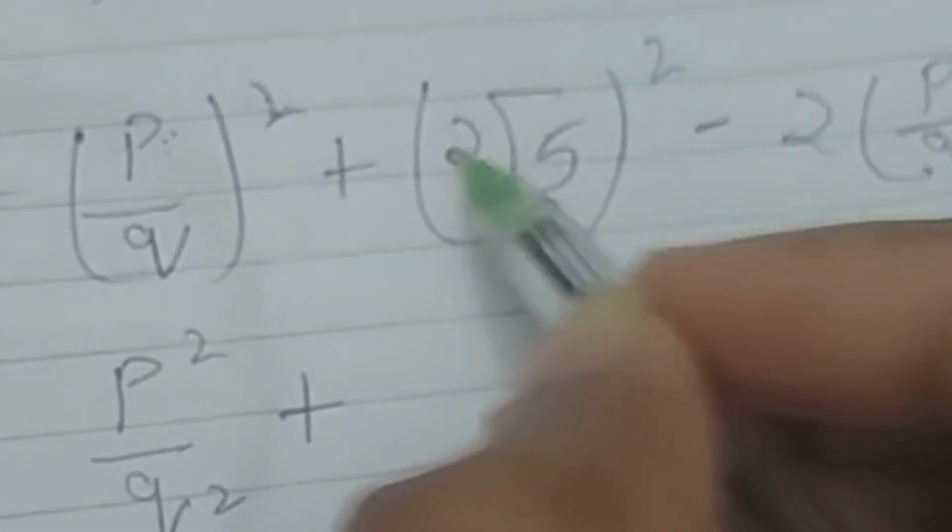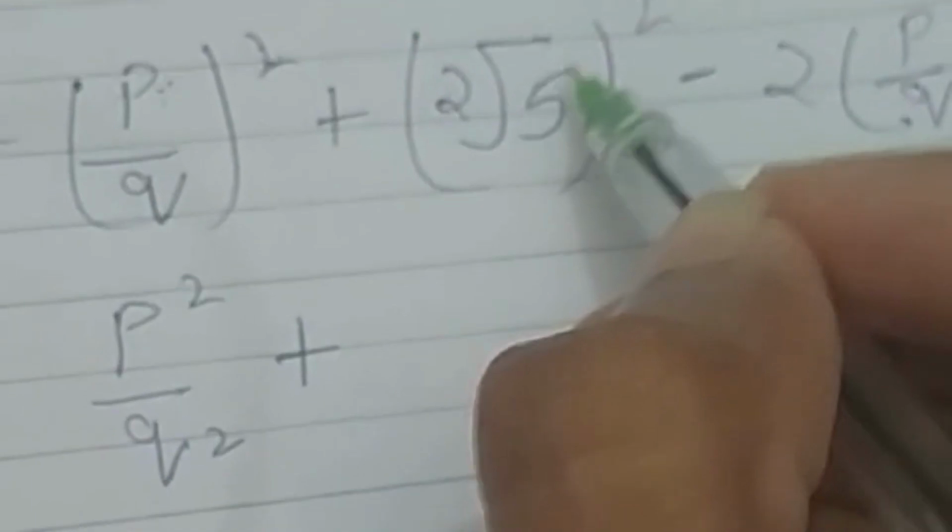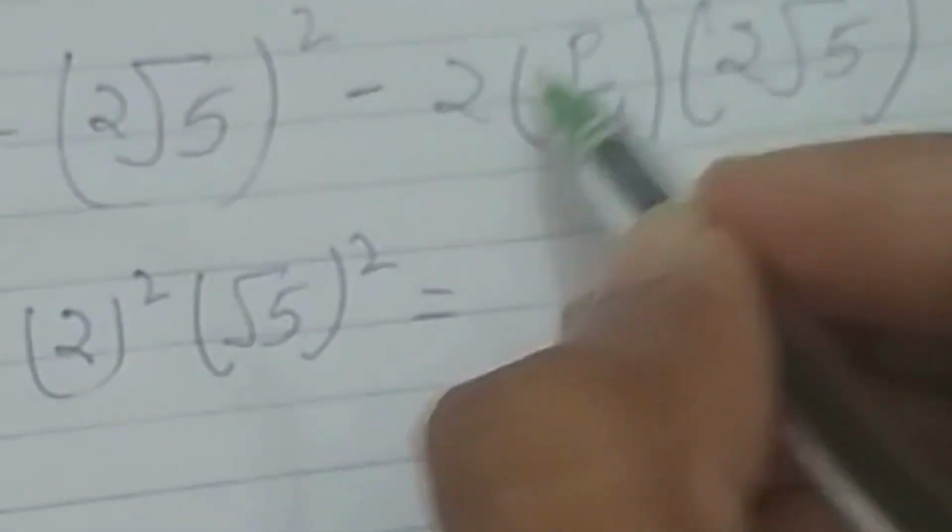Here we have a number and an irrational number, so a square should be applied to both. (2)², (root 5)², correct? And multiply the numbers: 2 into 4, 2 into 4 root 5.